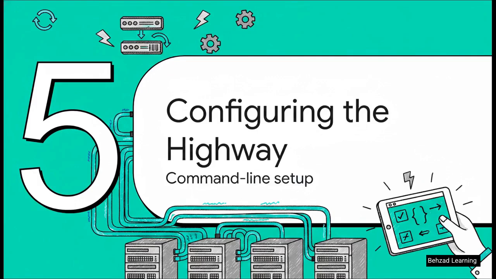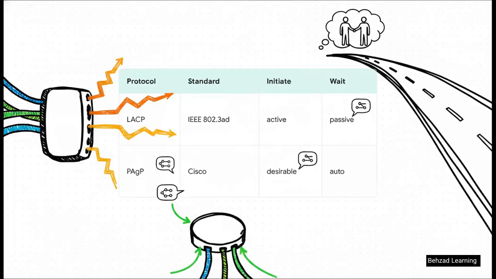On to part 5, configuring the highway. Command line implementation. Because as a network admin, you gotta know how to actually build this thing at the command line. We don't just blindly plug cables in and hope for the best. We actually use dynamic negotiation protocols to make sure the links are healthy before the switch bundles them up.